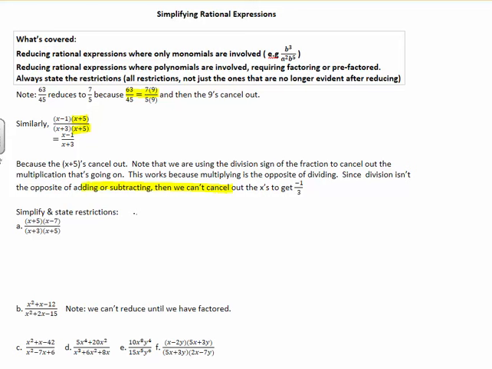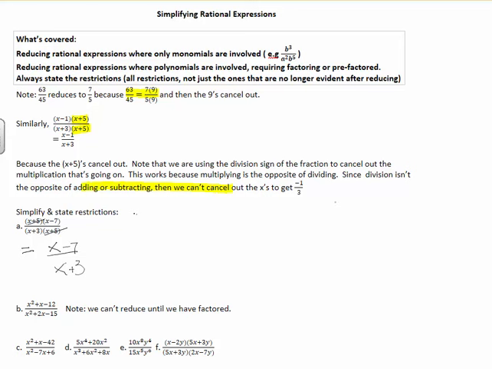So let's look at an example here to fully understand what I've just spoken of. In this example, our binomials of x plus 5 and x plus 5 are exactly the same, so they can cancel out. What we're left with is x minus 7 in the numerator and x plus 3 in the denominator. And that question is done, except you might realize it says simplify and state the restrictions.